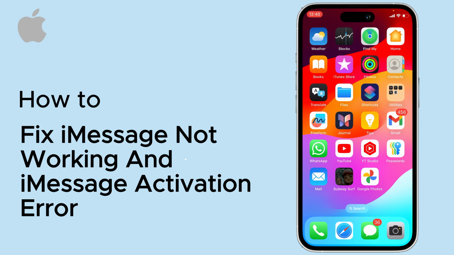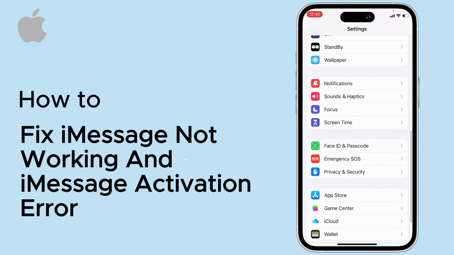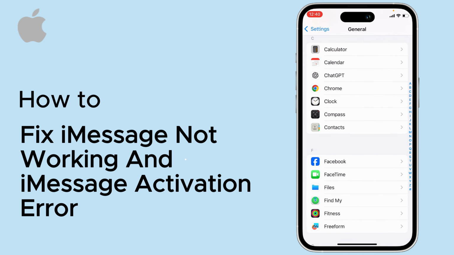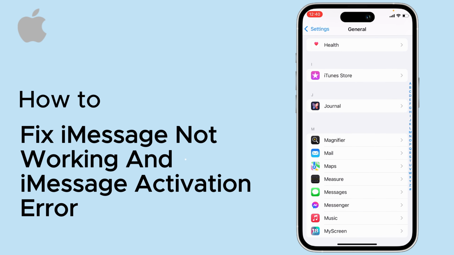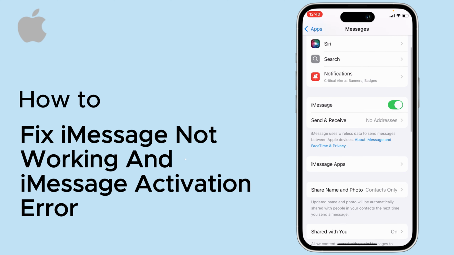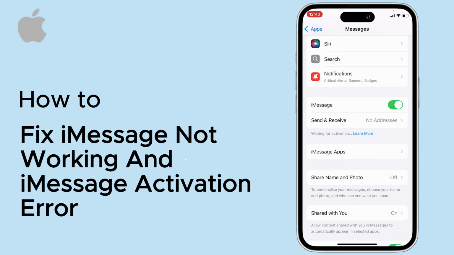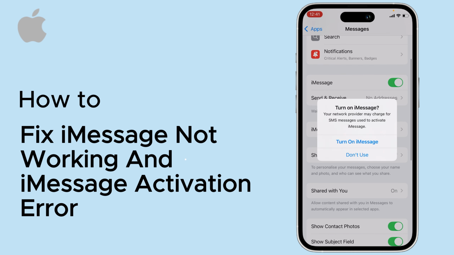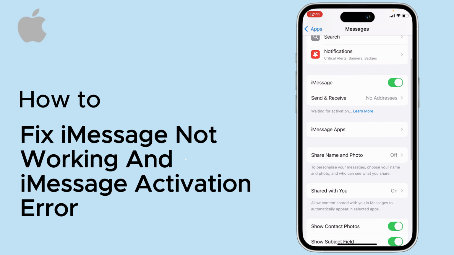Open settings and navigate to the messages section. Tap on apps and tap on messages. Now ensure the iMessage feature is enabled. If it's enabled, toggle iMessage off, wait for a few seconds and then turn it back on. If it was already off, simply turn on iMessage.